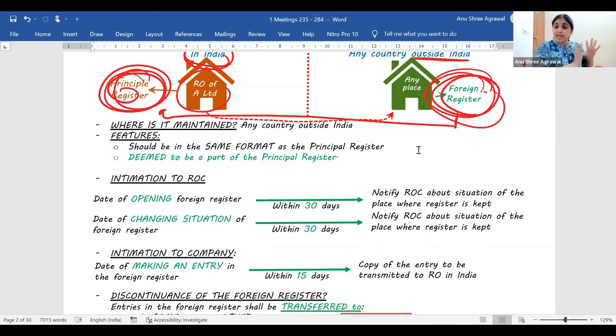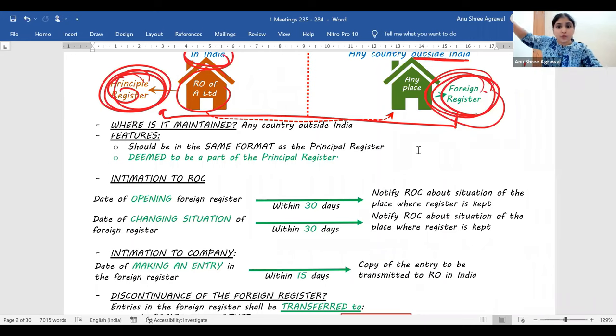For example, let us say my company is incorporated, has registered office in Bangalore. So in Bangalore, I'm keeping one register, that will be the principal register. In this register, I will only write details about my shareholders in India. I can also keep one foreign register in New York, one foreign register in London. Yes, I can have multiple foreign registers also. All these foreign registers will keep a record of the shareholders outside India. These foreign registers will follow the same format as the principal register in India.